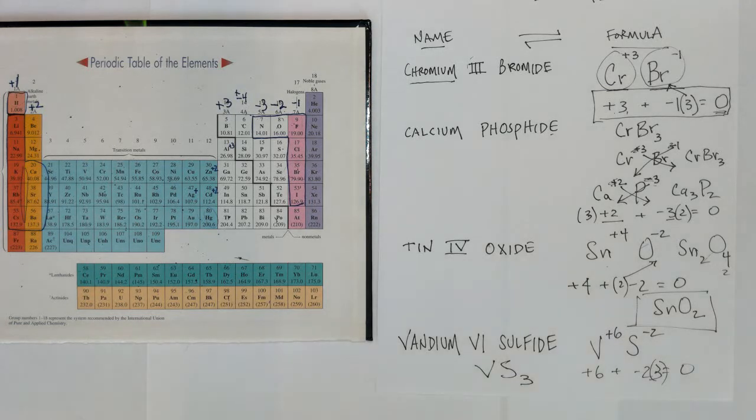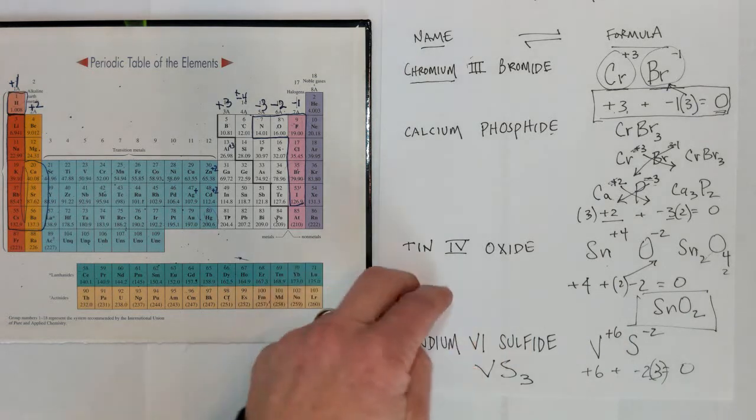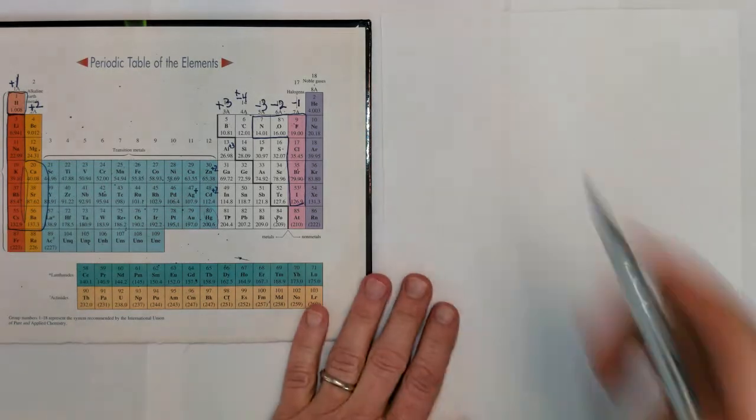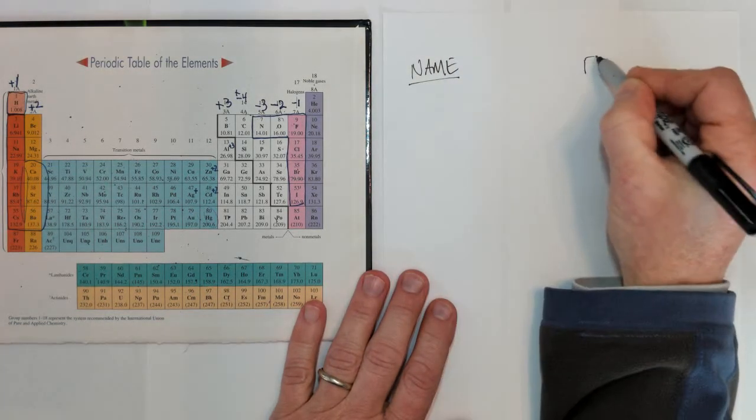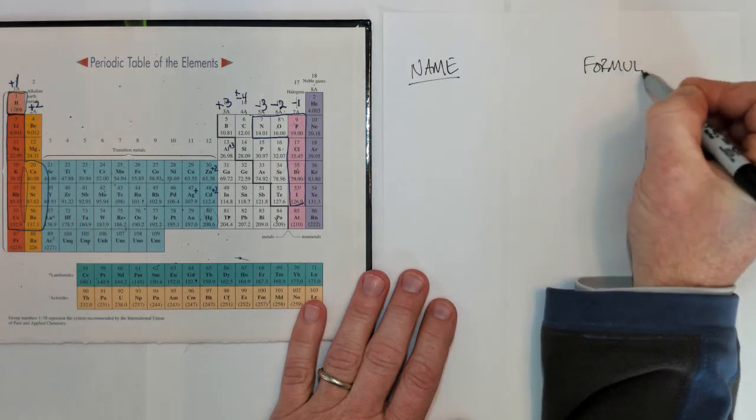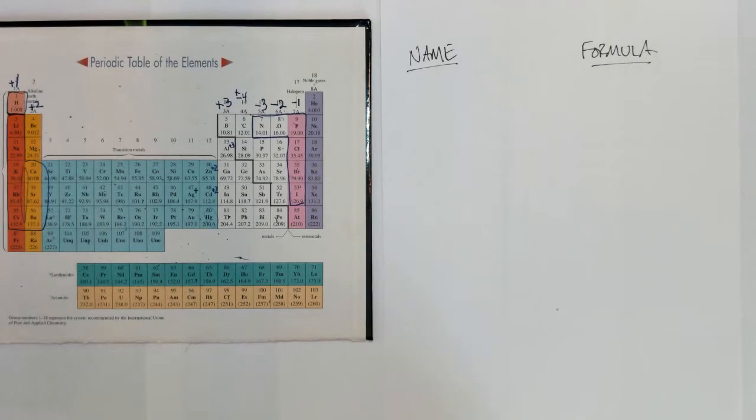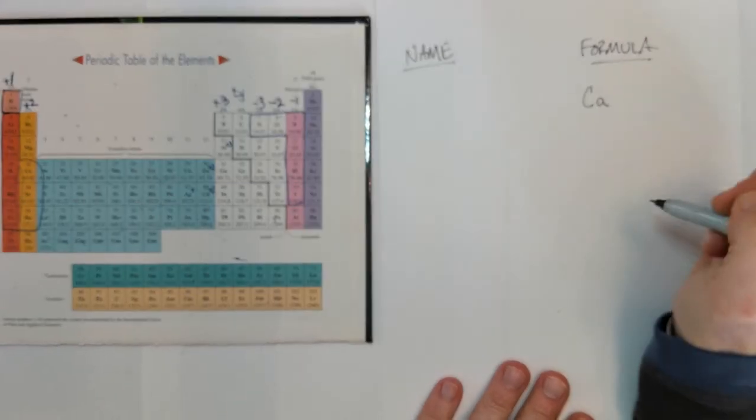Let's see if we can do some going the opposite direction. And now we'll go from the formula to the name rather than the name to the formula. So I still will have name over here. Now I'm going to put formula over here. And this time I'm going to give you the formula and we'll see if we can come up with a name. So let's try this one as an easy start.